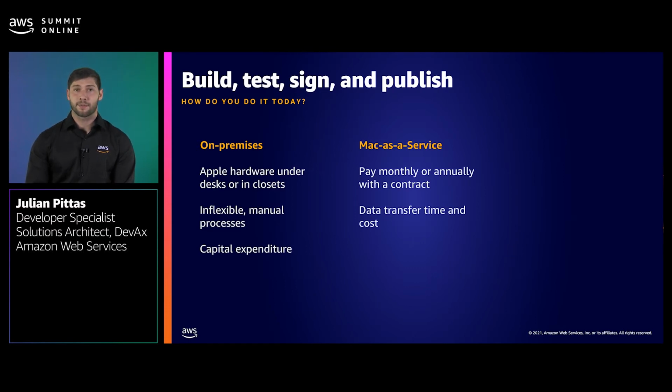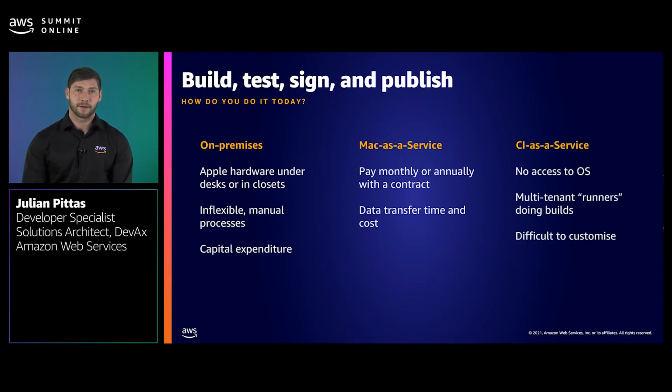And last, and the most common option that customers opted for, was to use a continuous integration service provider. This would mean that you don't have access to the underlying operating system. So if you needed a tool or customization as part of your build process, you were out of luck. These build services are also often running on multi-tenanted devices, and you would be sharing the underlying hardware with other customers of the build service, leading to potential security risks.